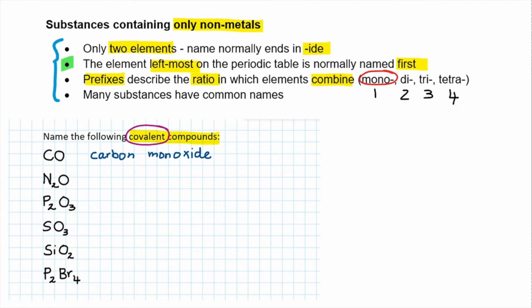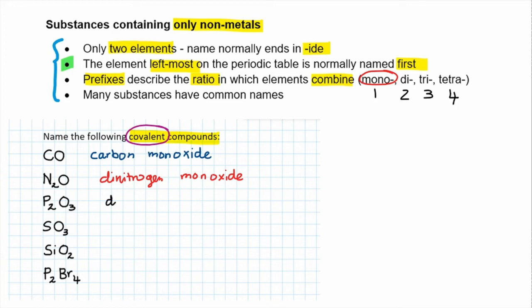We then have nitrogen, but there are 2 nitrogen atoms in this compound, so we start off with the prefix di. It is dinitrogen, with no space between the prefix and the element name. And since we have one oxygen atom, we once again have monoxide. Then we have 2 phosphorus atoms that are bonded to 3 oxygen atoms.